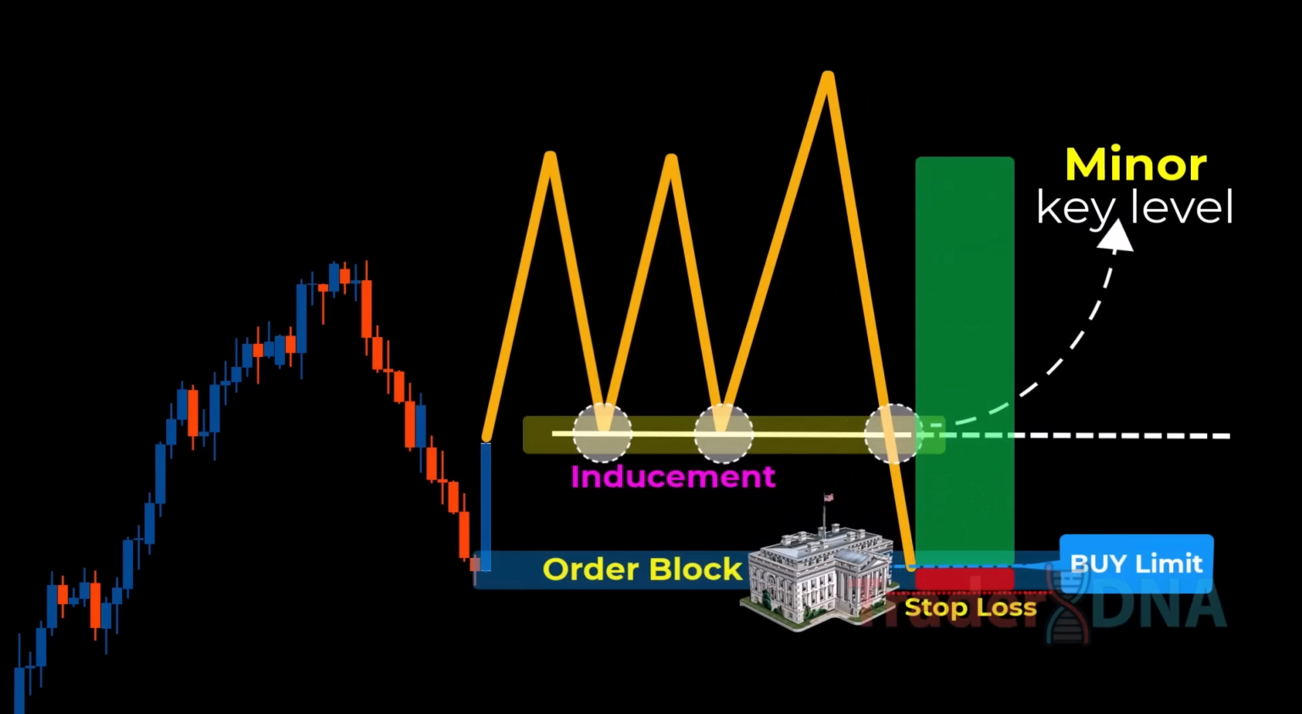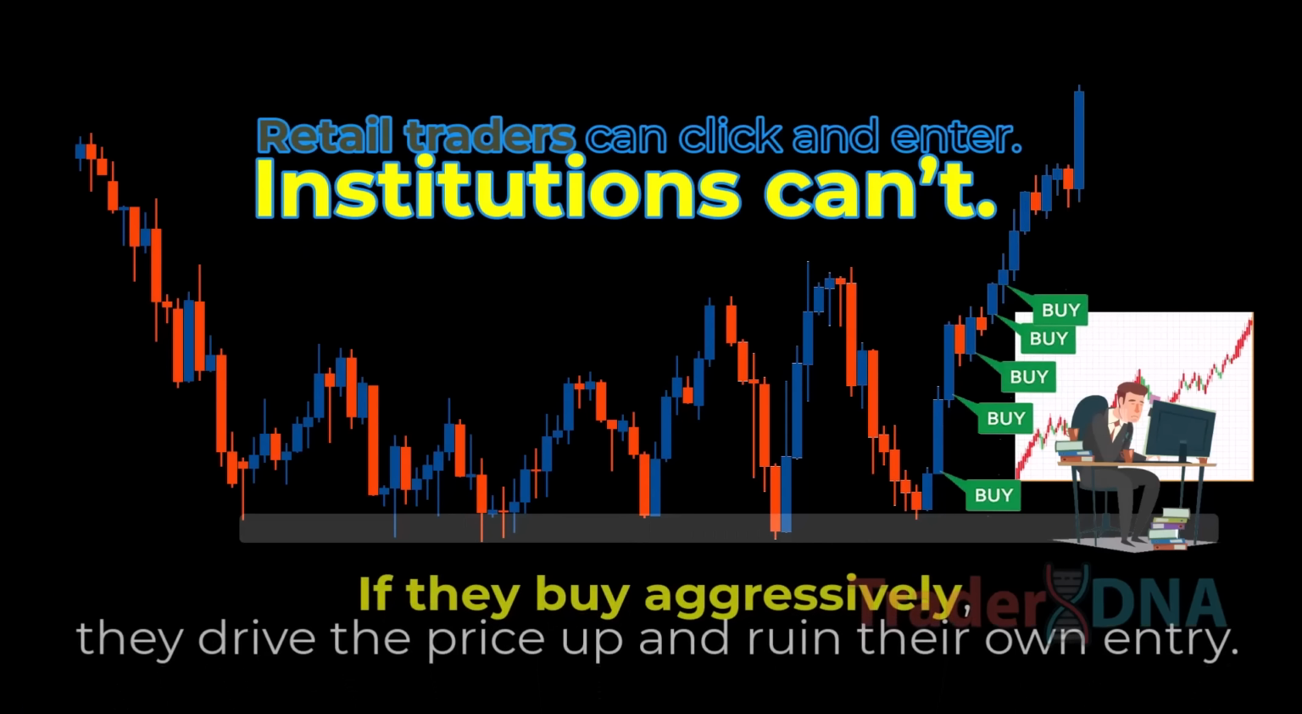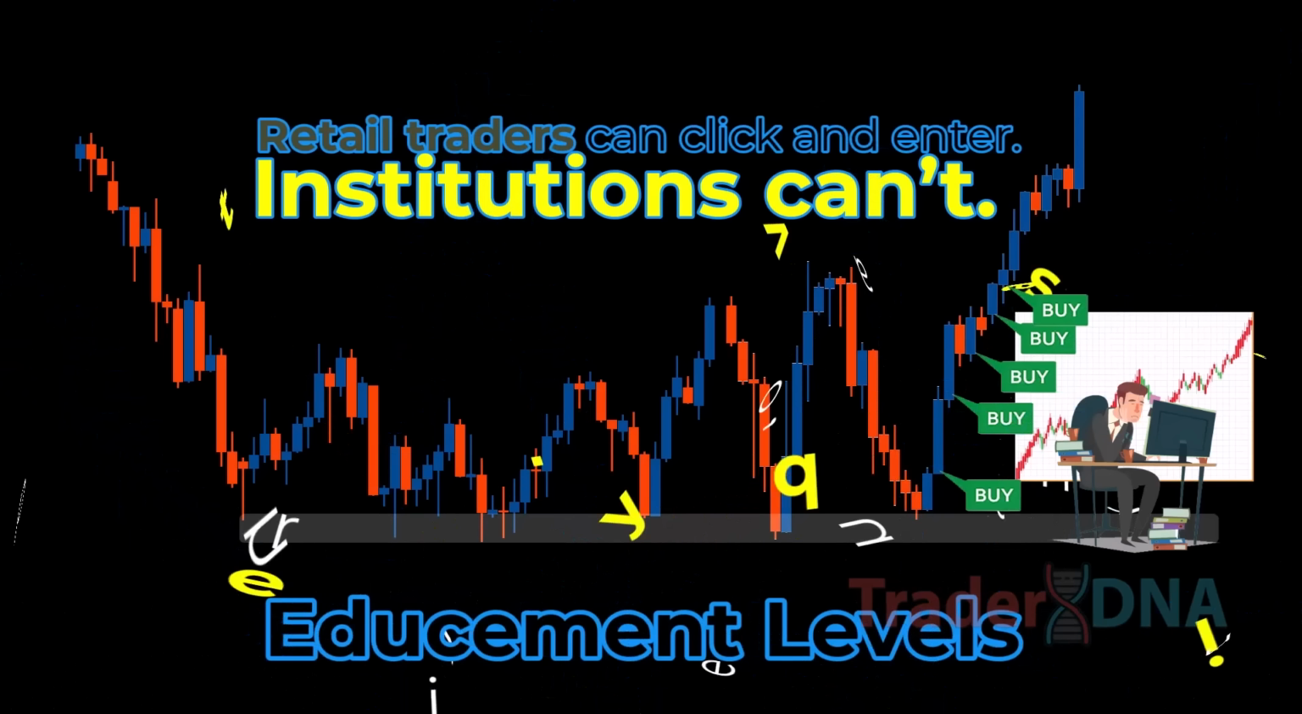Large institutions, the so-called smart money, want the best possible entry, but because they move massive capital, they can't just buy all at once without pushing price higher. Retail traders can click and enter. Institutions can't. If they buy aggressively, they drive the price up and ruin their own entry. So what do they do? They use inducement levels.